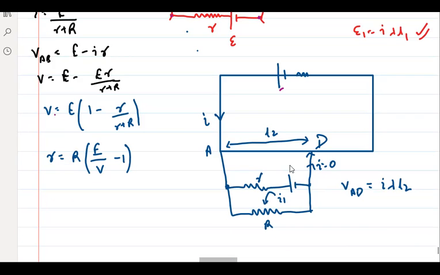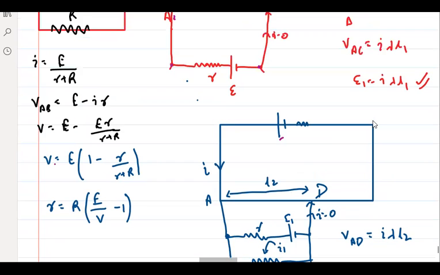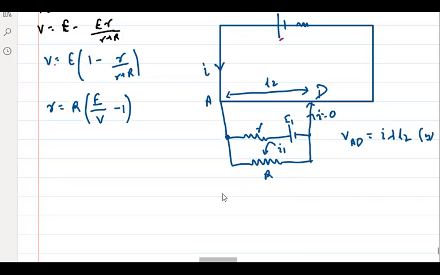This will not become E1, sir, because potential will be there between A and D, because the current will be there. So take the ratio of these two, the ratio of A and B. If you take the ratio of A and B, what will I get? I will get E by V is equal to L1 by L2. Yes, sir. L1 by L2.